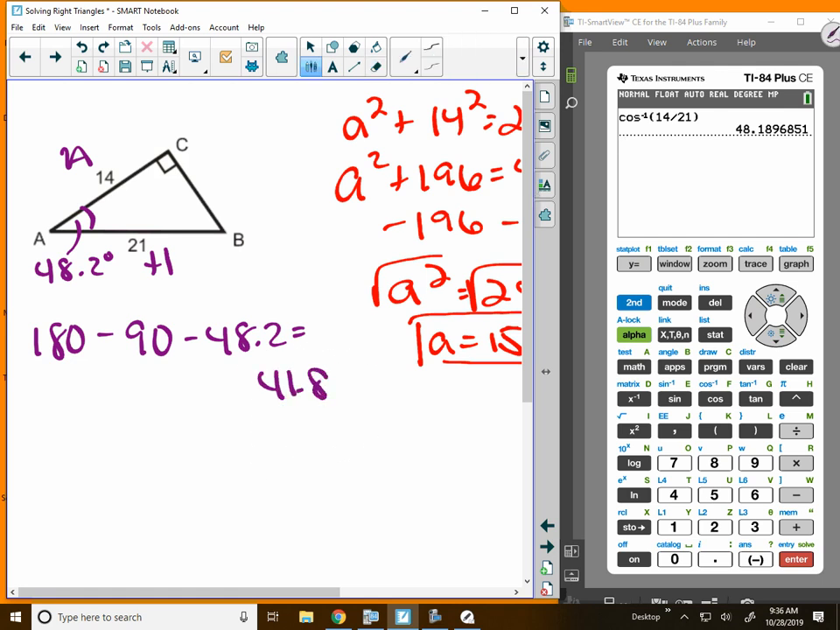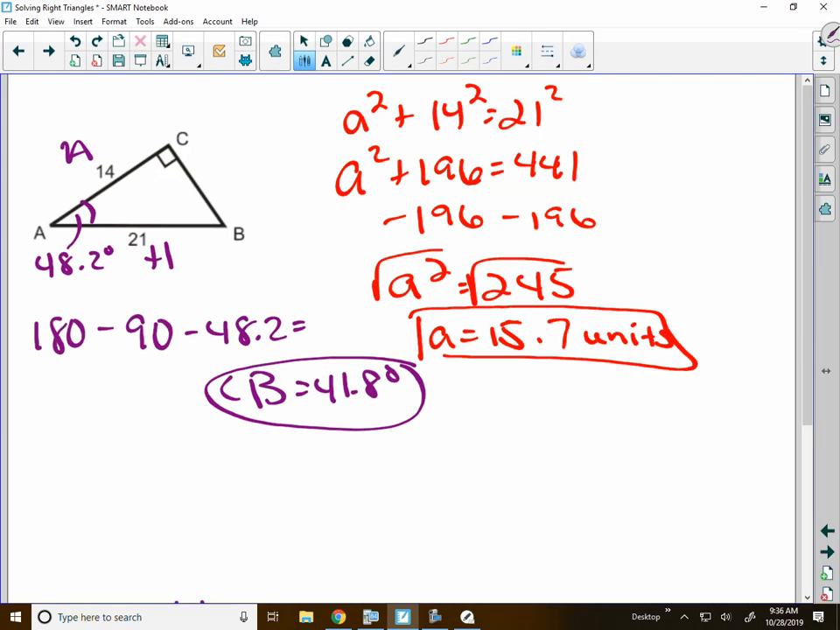41.8. Okay, so that should be angle B. Now if you add 41.8, 48.2, and 90, you should end up with 180. Okay, questions, issues, concerns?